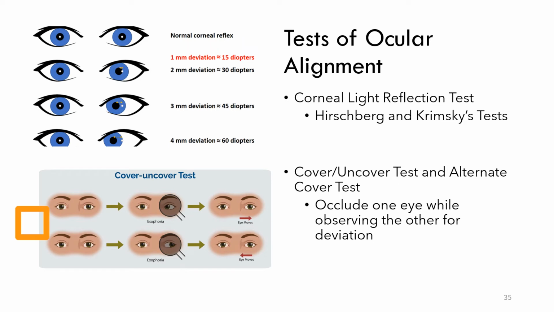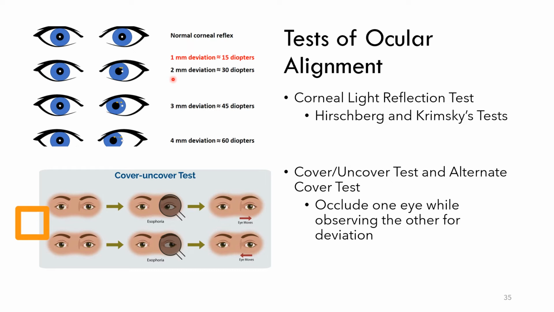Tests of ocular alignment. Corneal light reflection tests demonstrate proper ocular alignment. These tests require that a patient focus straight ahead at a fixed target while the examiner directs a penlight at the eyes. The corneal light reflex is compared. If it's asymmetric, as we see in some of these examples, the result indicates a deviation. The most common corneal light reflection tests are Hirschberg's and Krimsky's tests. Krimsky's test utilizes a prism and is therefore considered more accurate in determining the degree of deviation.